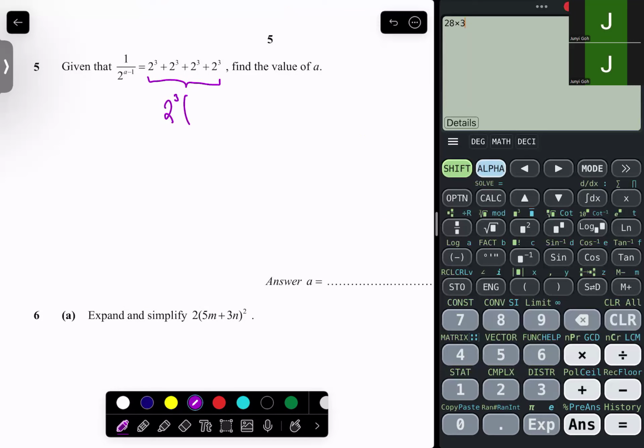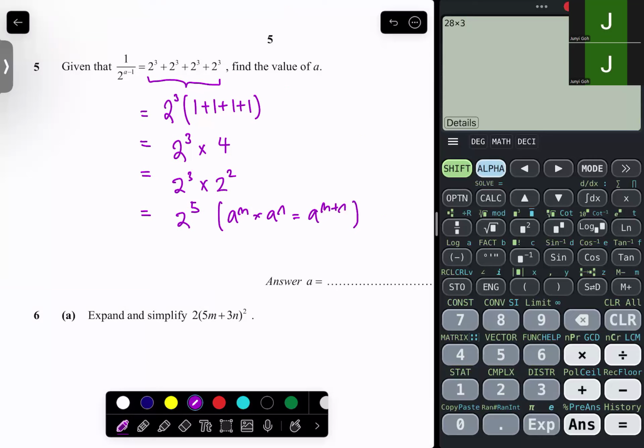So when I factorize out the 2 power 3, what am I left with? 1 plus 1 plus 1 plus 1, which is equal to 2 to the power of 3 multiplied by 4, because 1 plus 1 plus 1 plus 1 is 4. And 4 is actually 2 to the power of 2. So we get 2 to the power of 5, because a^m times a^n equals a^(m+n), indices law.